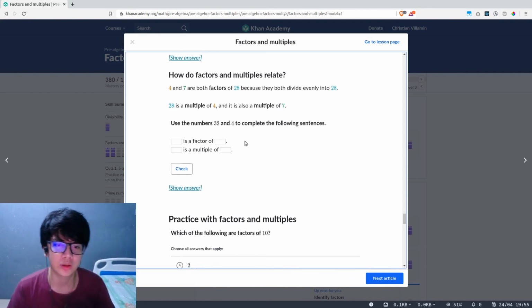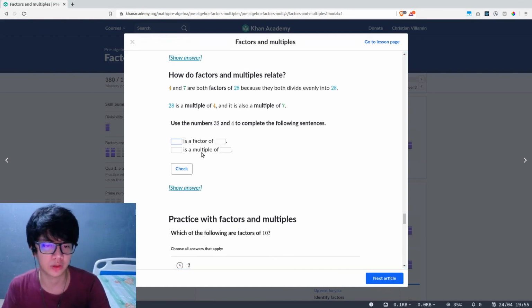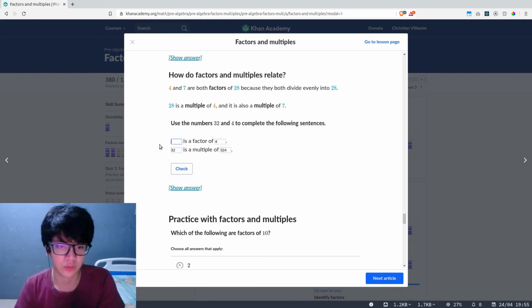Use the numbers 32 and 4 to complete the following sentences. 32 is a factor of 4. Oh, wait, what? 4 is a factor of 32. And 4 is a multiple of 32. Is that supposed to be? What am I supposed to say? So the other way around? Doesn't make sense.